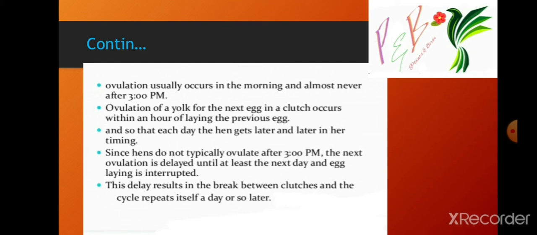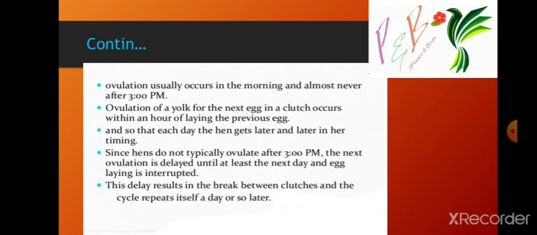Because of this reason, ovulation of the yolk for the next egg in the clutch occurs within an hour of laying the previous egg, so that each day the hen gets later and later in that time. This is a very, very important point to be noted.